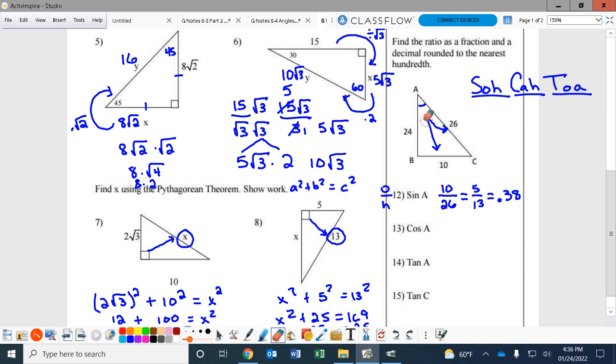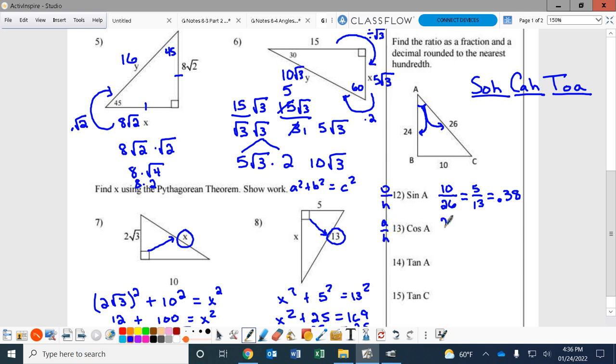For this next one, we're looking at cosine of A. So when you look at cosine of A, you're going to be looking for the adjacent side. That's this one. How do you know it's adjacent? Because it touches it, but it's not the hypotenuse. So from there, we've got adjacent and hypotenuse. Remember, cosine is going to be adjacent over hypotenuse.